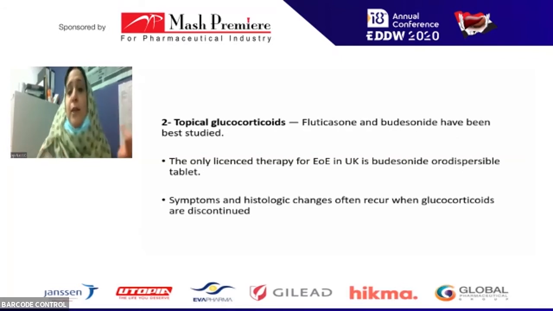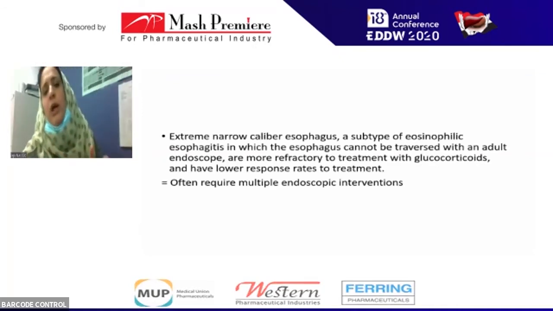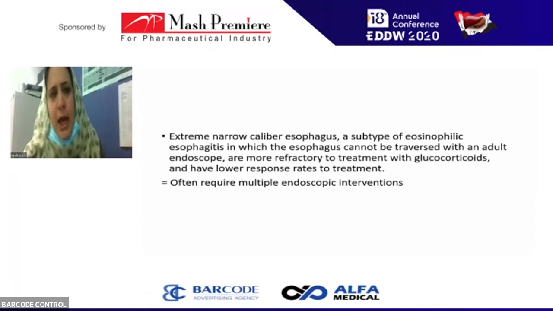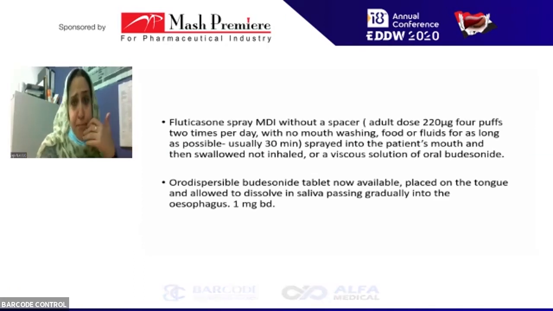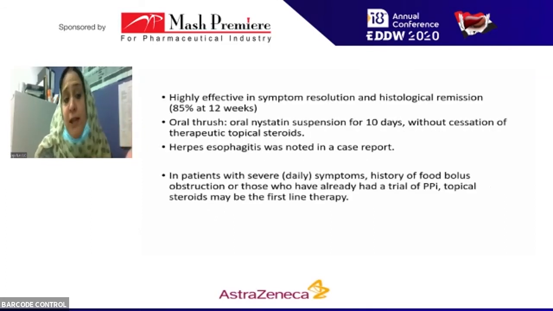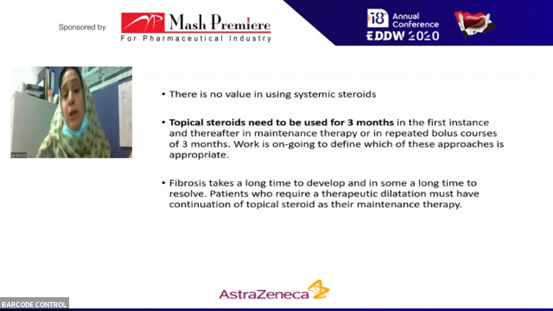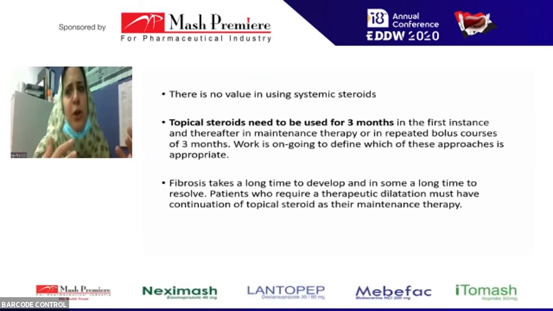And this is the fluticasone, which the patient will not inhale, they will swallow instead, 2 puffs twice a day. And then there's the oral dispersible budesonide, and always do histology after this. The only UK accredited one is the oral dispersible budesonide, 1 milligram BD. Okay, metered dose inhalers to swallow, not to inhale. Highly effective, can cause oral thrush. Topical steroids to continue for 3 months, and then to see the response. If they're not responding, consider maintenance, consider dietary elimination.